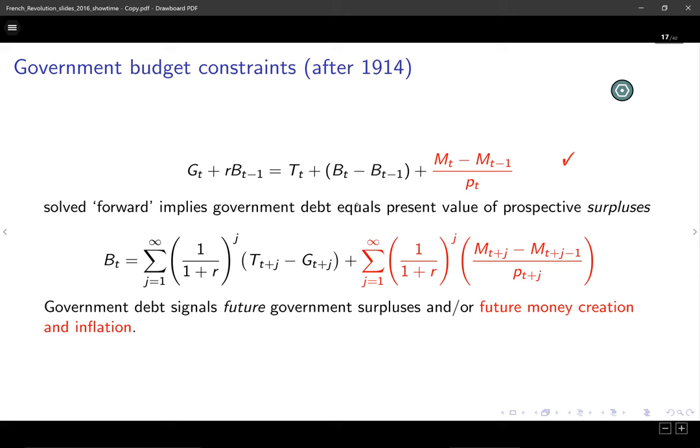So remember, I'm assuming in this little theory that government debt is indexed. It's denominated in consumption goods. So it would be what the United States calls TIPS, inflation-protected treasury securities. Other countries, Brazil and Argentina, issued those. Brazil issued them in an important way in the 1980s when they had big inflation. So now government debt is signaling either future government surpluses or future money creation and inflation. So when you've heard people say big government debt now threatens to generate inflation in the future, well, this is the arithmetic that's at the heart of their argument. Okay.